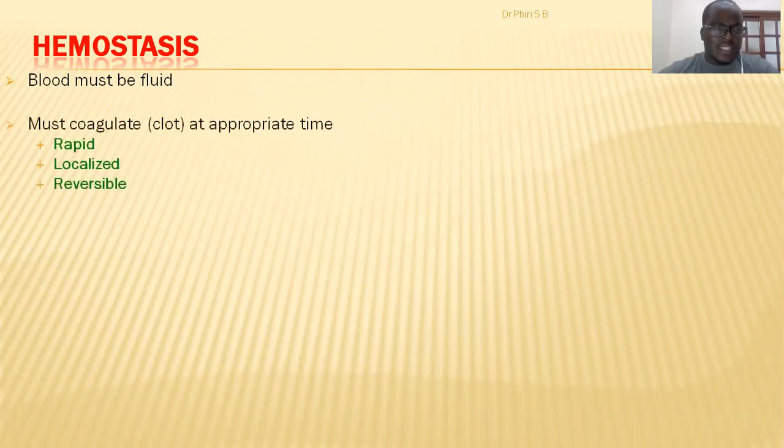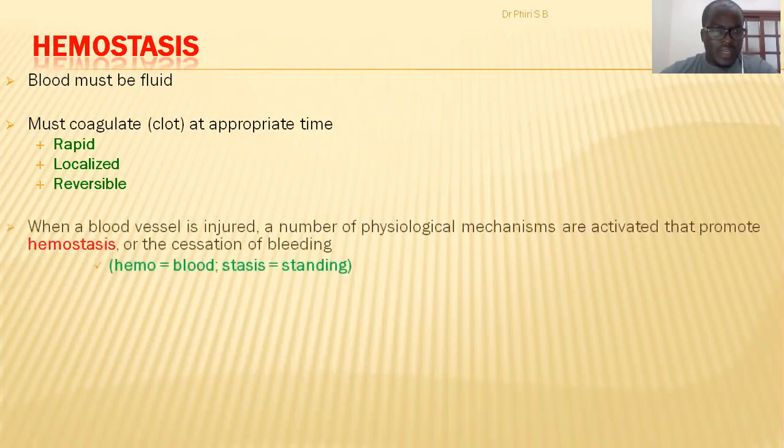This blood must coagulate at the appropriate time. It's not always that you need coagulation of blood. It has to be rapid, localized and reversible, because if you maintain the clot, that can bring other health issues. So when a blood vessel is injured, a number of physiological mechanisms are activated that promote hemostasis and the cessation of bleeding. Like I said, hemo means blood, stasis means stand or stop. Hemostasis is the process by which the body stops the bleeding.